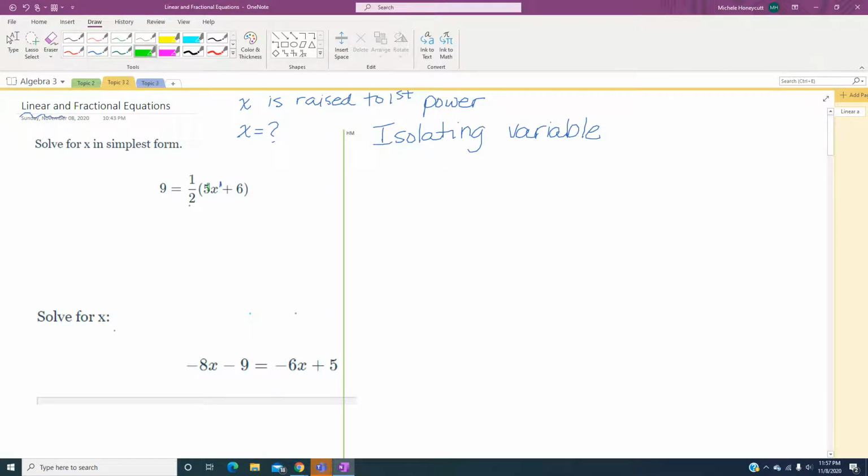Now we might have to do a couple of things before we can isolate the variable, but that's what we're going to do first. So in my first equation, I see that the variable is 5x, but before I can isolate it, I am going to need to distribute that 1/2 to both parts. So I will have 9 equals 1/2 times 5x is 5 over 2 times x, plus 1/2 times 6 is 3.